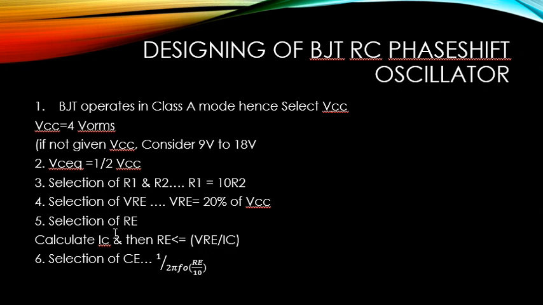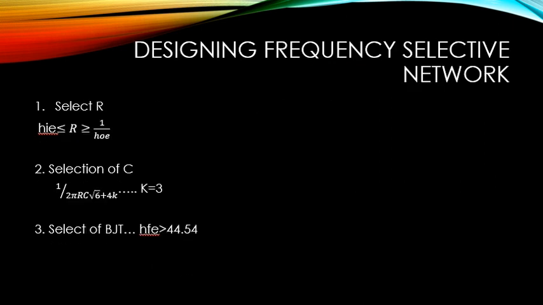IC we can calculate by applying KVL, I can say KVL across the output loop. As we found out the values of VCEQ and everything, we can find out the value of IC also. Selection of CE is equal to 1 upon 2 pi FO, where FO is the frequency that will be given to you, times RE upon 10.